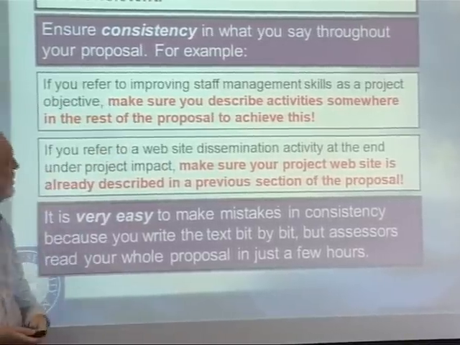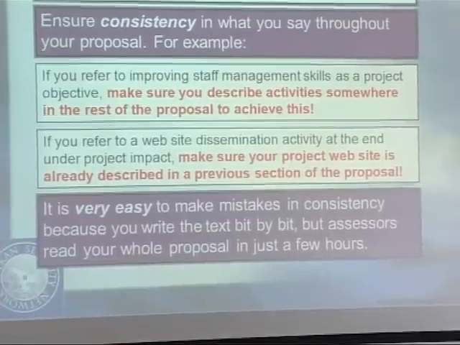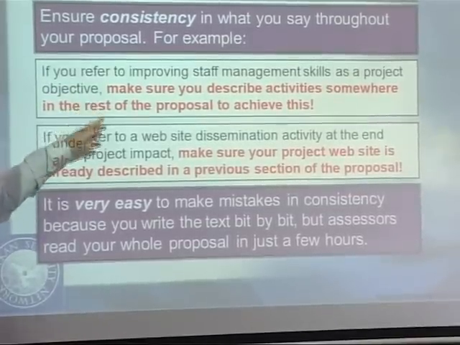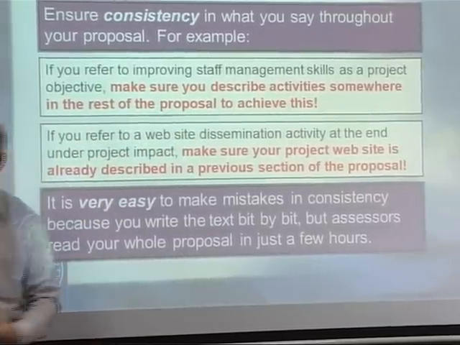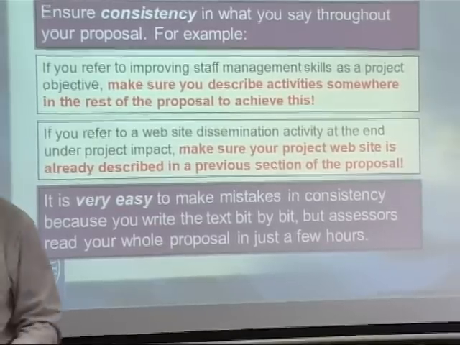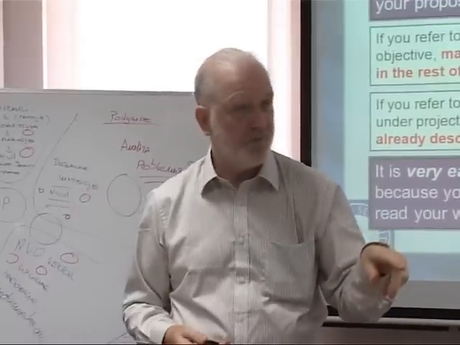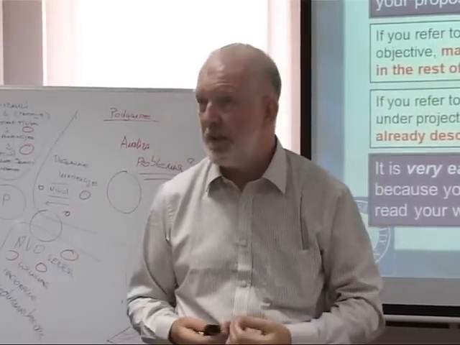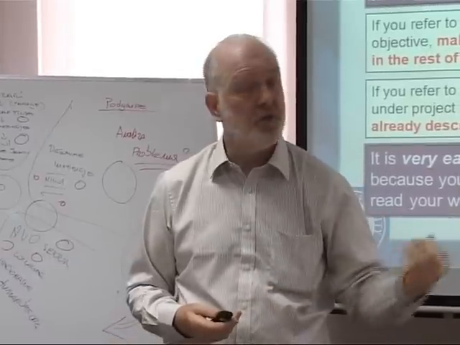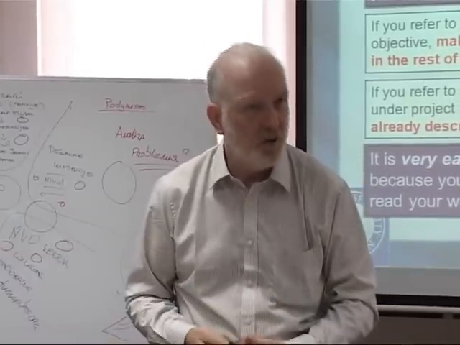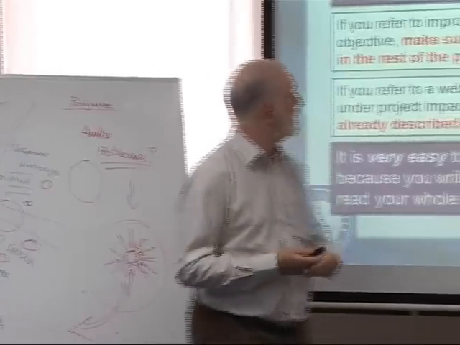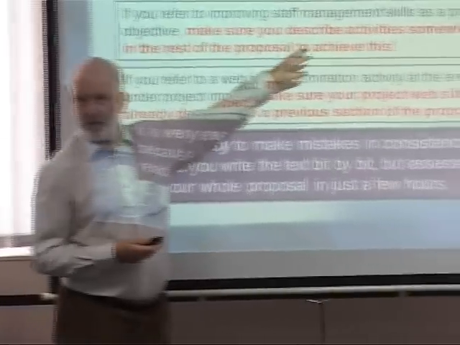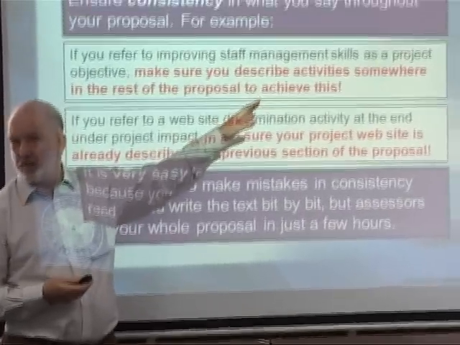If you refer to improving staff management skills as a project objective, make sure you describe activities somewhere in the rest of the proposal to achieve this. So this is what I found. A list of activities on page three, list of objectives on page three. Then when I came to the description of the activities, no description of work describing any training visits for staff management skills. They had forgotten about it.